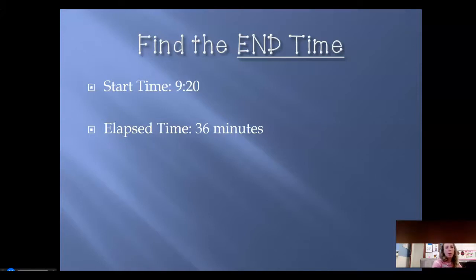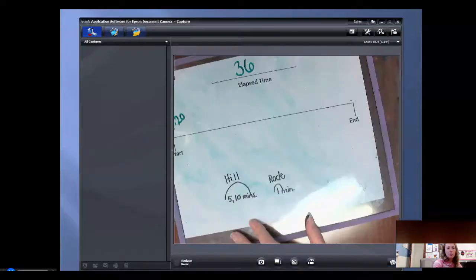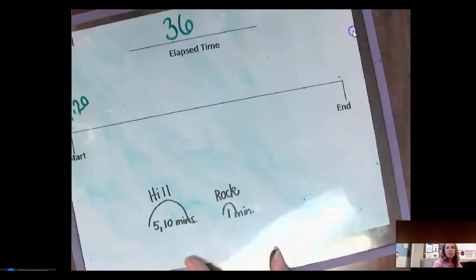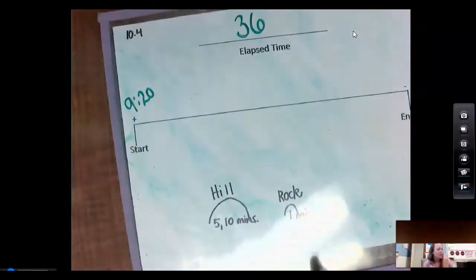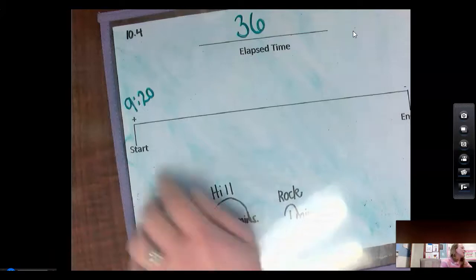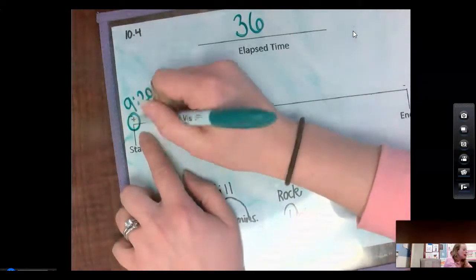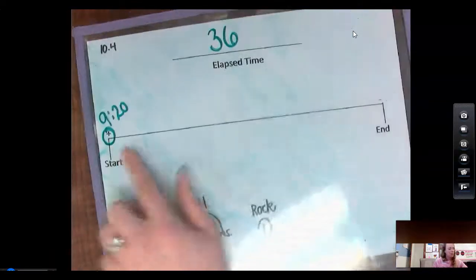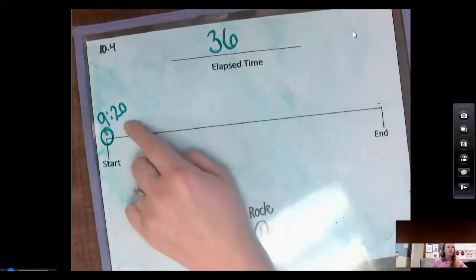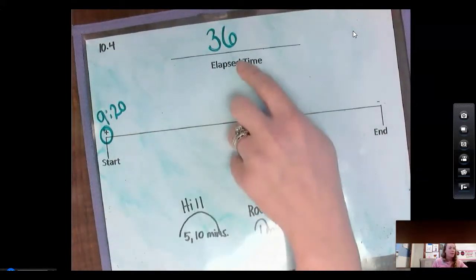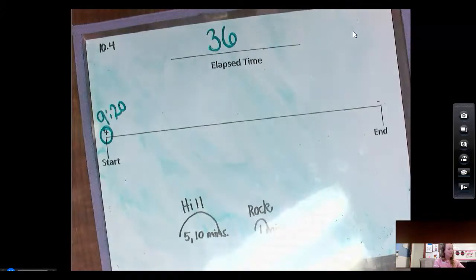Okay, so we're going to fill out our boards. If you could do that for me, kiddos, fill out your boards. So your board should look like this. We have a start time of 9:20. We have an elapsed time of 36 minutes. All right, on our start time, when we know a start time, we are going to be adding because we're going to add to find what was my end time. If I started the activity at 9:20 and I did the activity for 36 minutes, what time was it done?